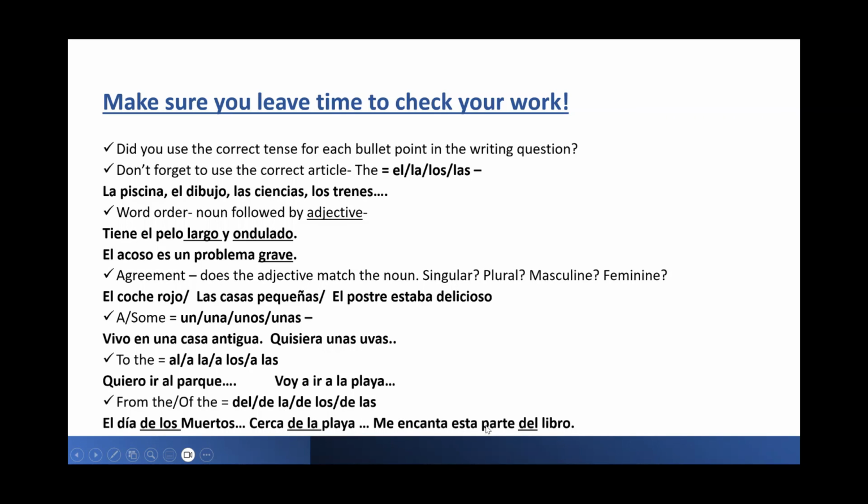Me encanta esta parte del libro. I love this part of the book. So de él becomes del. Yeah, so remember that. De él becomes del.